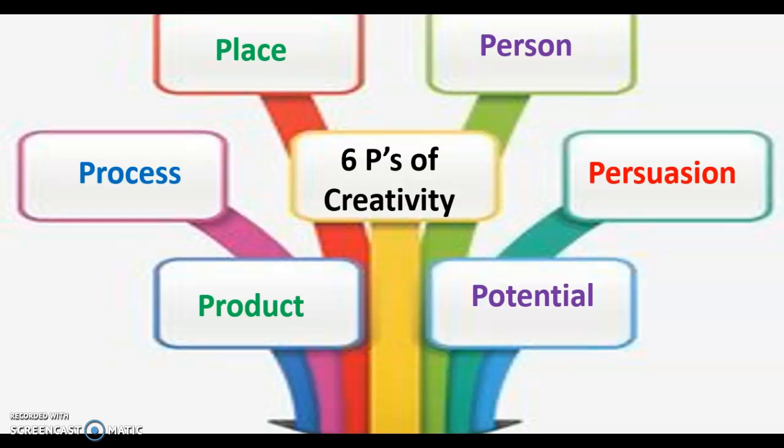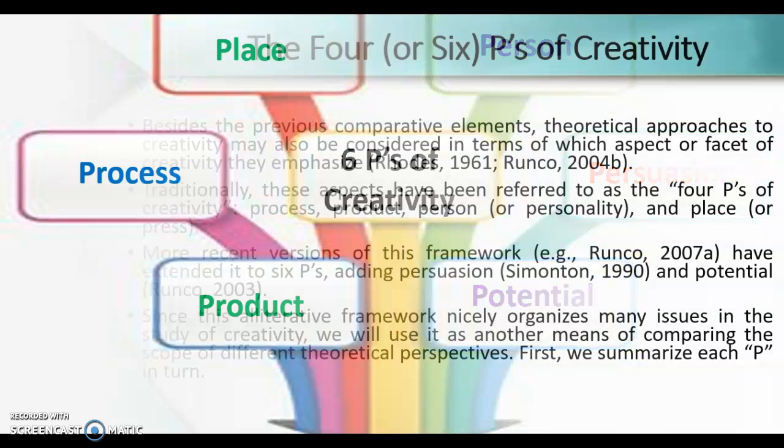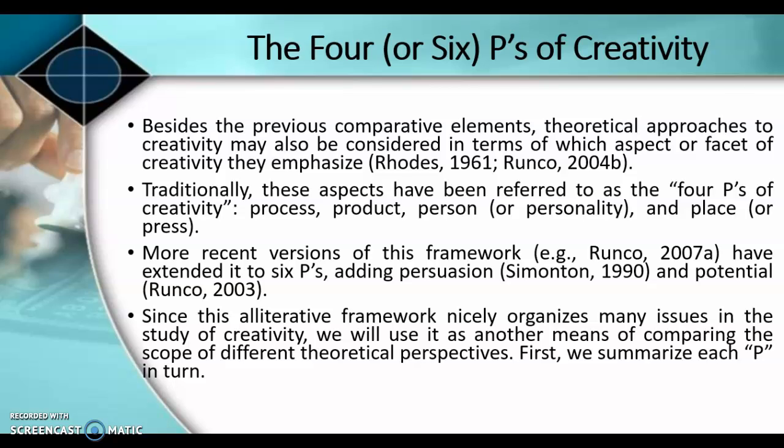There are six Ps of creativity: place, person, persuasion, potential, product, and process. Besides the previous comparative elements, theoretical approaches to creativity may also be considered in terms of which aspect or phase of creativity they emphasize. Rhodes, 1961, Runco, 2004B. Traditionally, these aspects have been referred to as the four Ps of creativity: process, product, person or personality, and place or press. More recent versions of this framework, for example Runco 2007A, have extended it to six Ps, adding persuasion, Simonton 1990, and potential, Runco 2003.